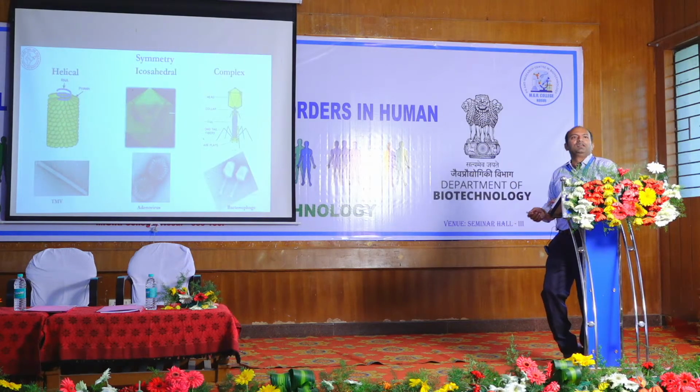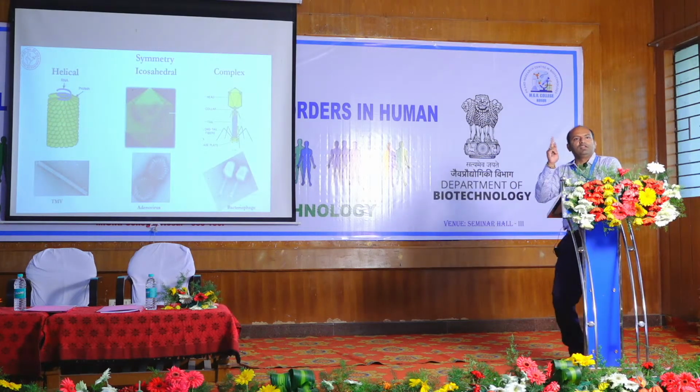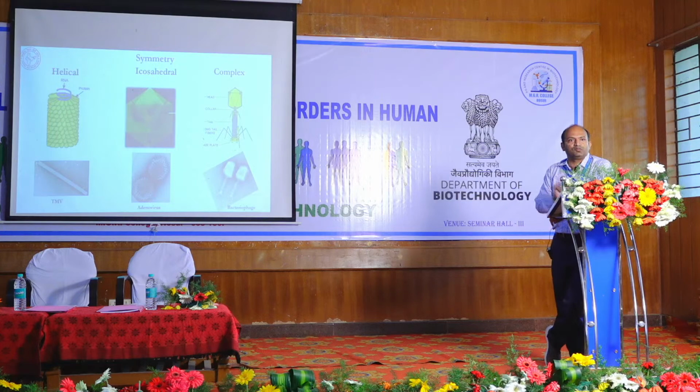Now, symmetry. Symmetry means what happened? In the second slide, in the structure of the virus, we have seen virus is nothing but a nucleic acid surrounded by a capsid layer. How is this capsid layer arranged? Based on the arrangement of the capsid, we have 3 different kinds of viruses. The first one is helical. This is rod shaped. This is nucleic acid surrounded by protein, capsid protein, in the form of a helical fashion, so we are calling it helical.